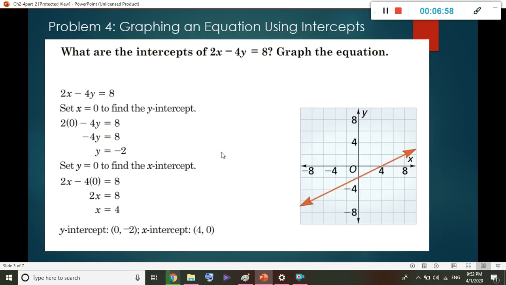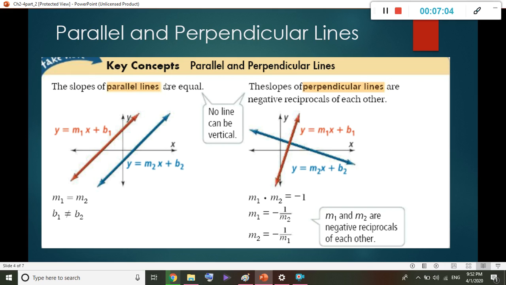Here we're done with graphing, finding the x-intercept and the y-intercept. Then we're going to graph. So we're going to have a new idea here, which is parallel and perpendicular lines. So you know what parallel means and what perpendicular means, right?